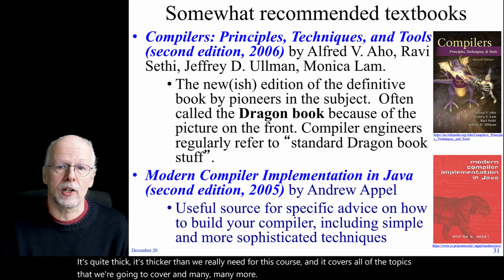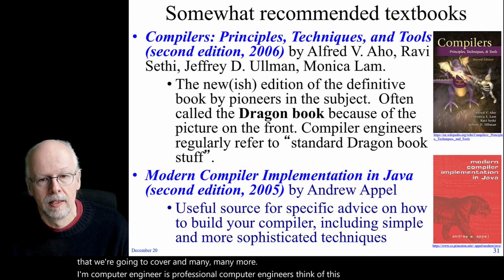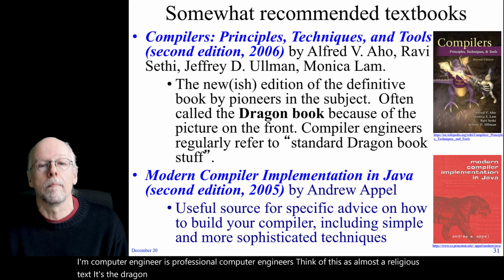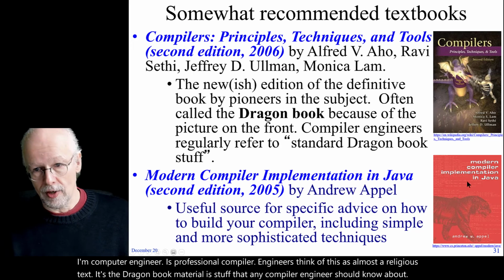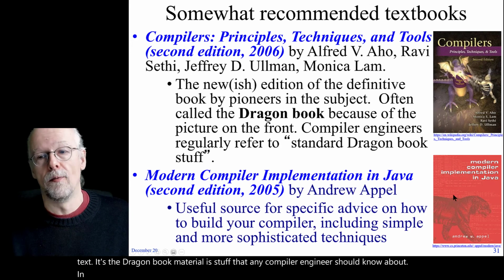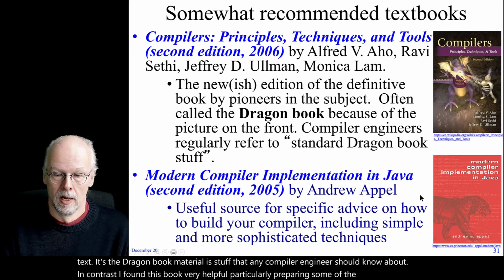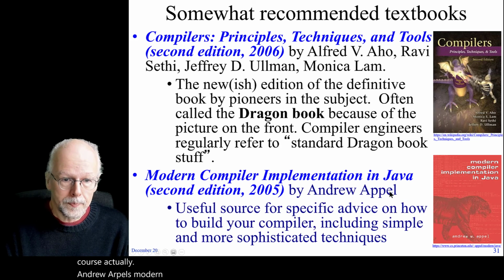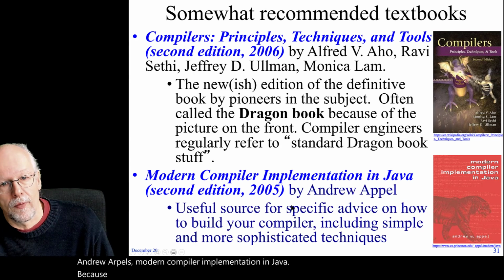Compiler engineers, professional compiler engineers, think of this as almost a religious text. The Dragon Book material is stuff that any compiler engineer should know about. In contrast, I found this book very helpful, particularly in preparing some of the lectures for the course: Andrew Appel's Modern Compiler Implementation in Java, because it takes a completely different philosophy.